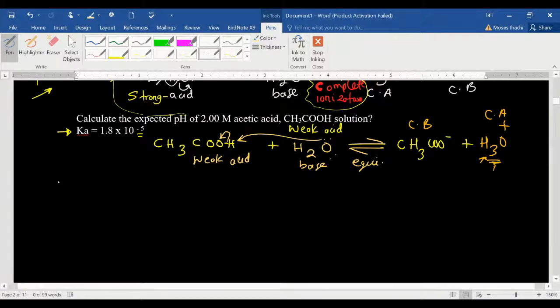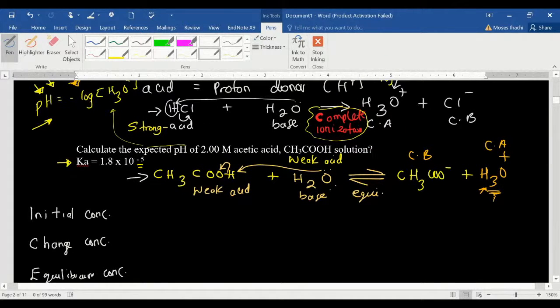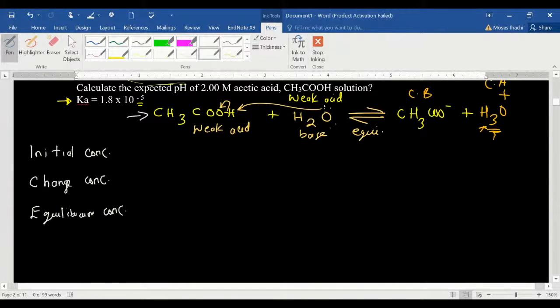So now that we know that, we're going to apply what we call the ICE charts. So I stands for initial concentration. C stands for the change in concentration during this reaction. And then E stands for equilibrium concentration. As the reaction proceeds, you're gonna get to an equilibrium, and that's the equilibrium concentration that we'll need to use, especially for the H3O+, alongside this formula right here, pH equals negative log H3O+. We have to do that because this is a weak acid.